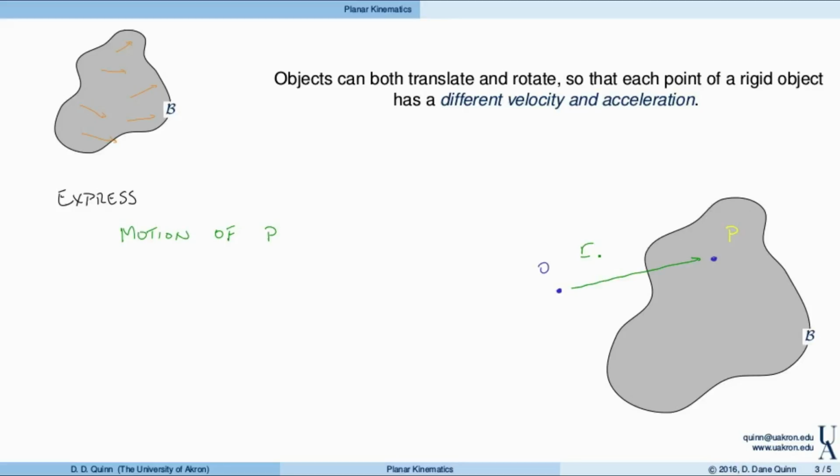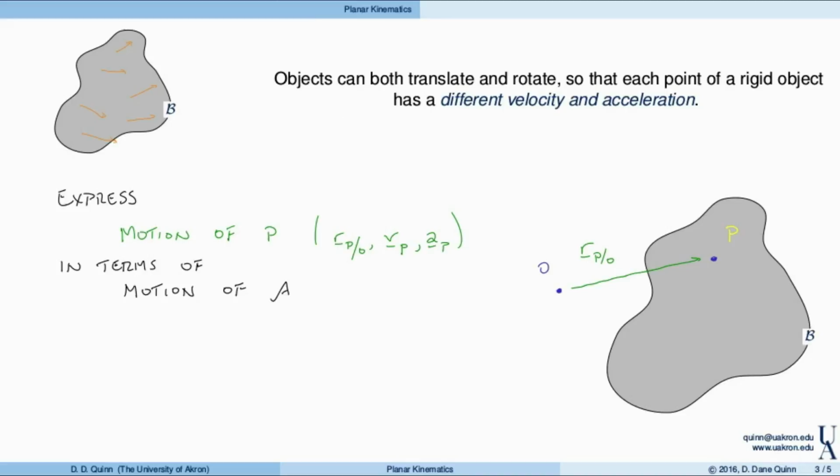So we'd like to express the position, but then also the velocity of P and the acceleration of P. These are the things we're interested in: position, velocity, and acceleration of P with respect to the ground. But we want to do it in terms of the configuration of the object, which essentially amounts to the motion of A. Remember those 3 coordinates that we talked about before.